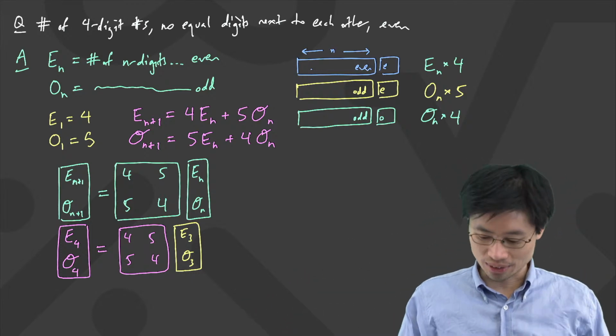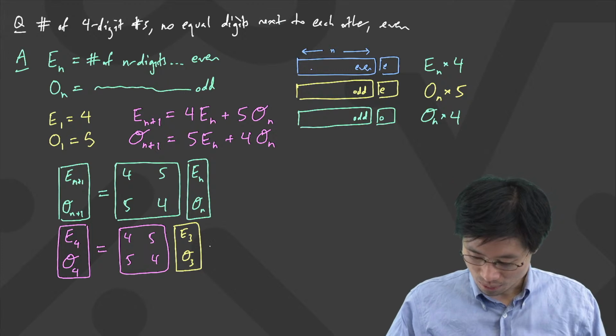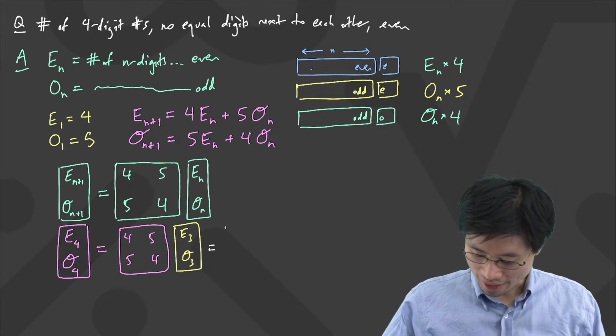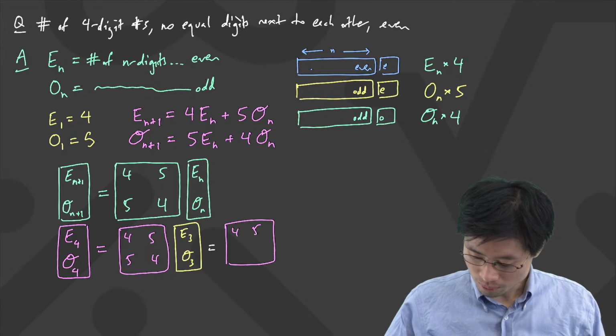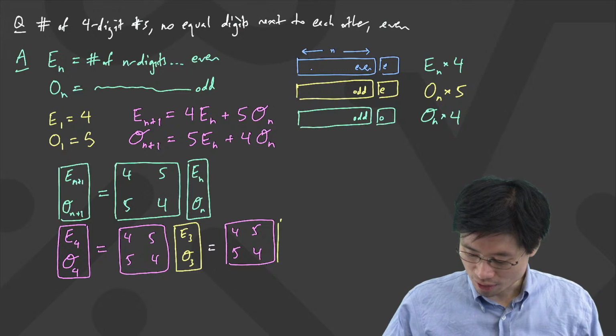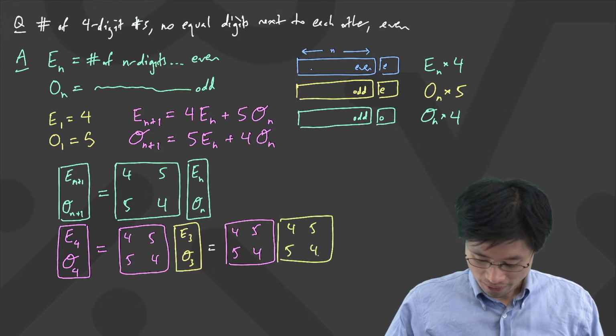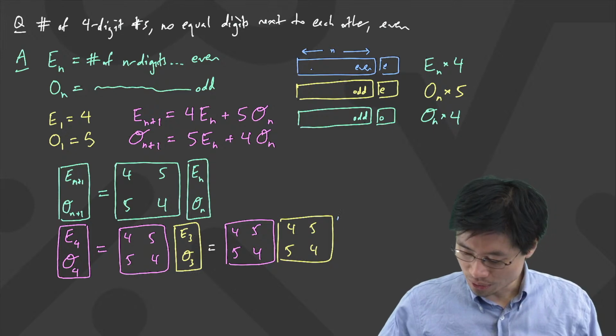I can open that too. So that's equal to 4, 5, 5, 4. The E3O3 is going to become another 4, 5, 5, 4. And then that's going to go into an E2O2.